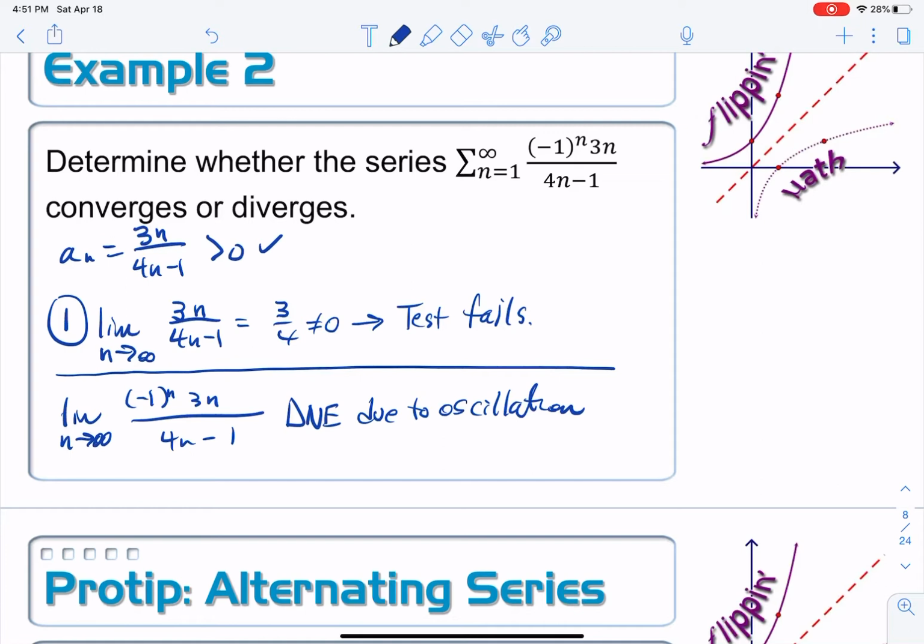And since we're oscillating, it's obviously not 0. Therefore, this series diverges by the nth term test for divergence.